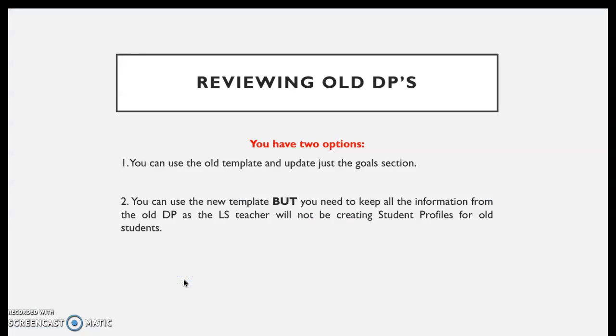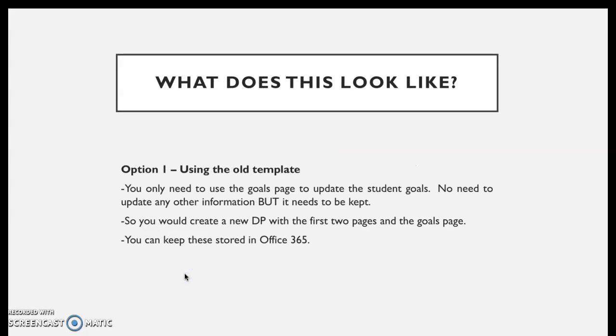So obviously we have to review all our old DPs for the second semester of this year. To do that, because we've got the new DP template and the student profile, we've got two options. You can use the old template in Office 365 and just update the goals section. Or you can use the new template, but you need to keep all the information from the old DP because I just don't have time to create all new student profiles for the old students. So I'm going to show you a little bit more about what I mean.